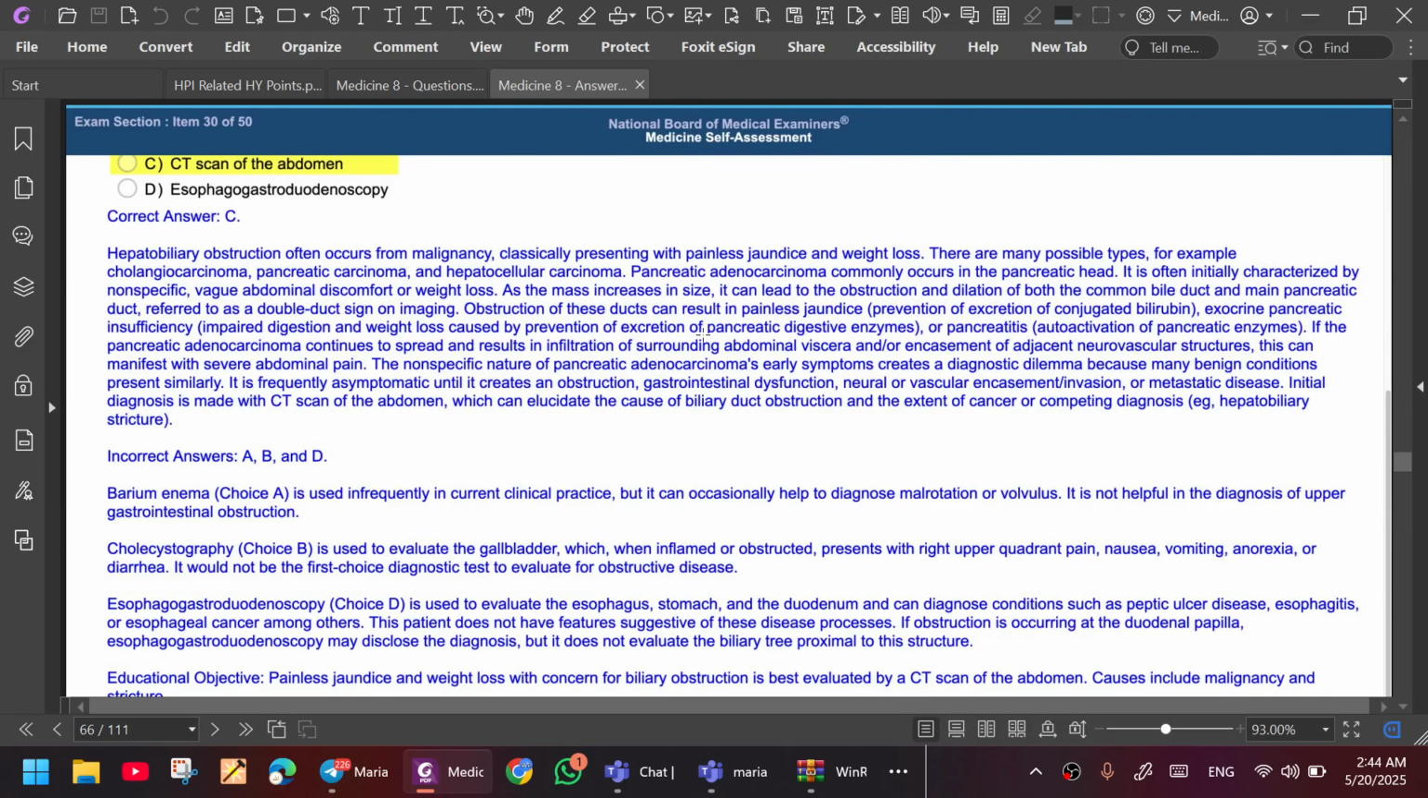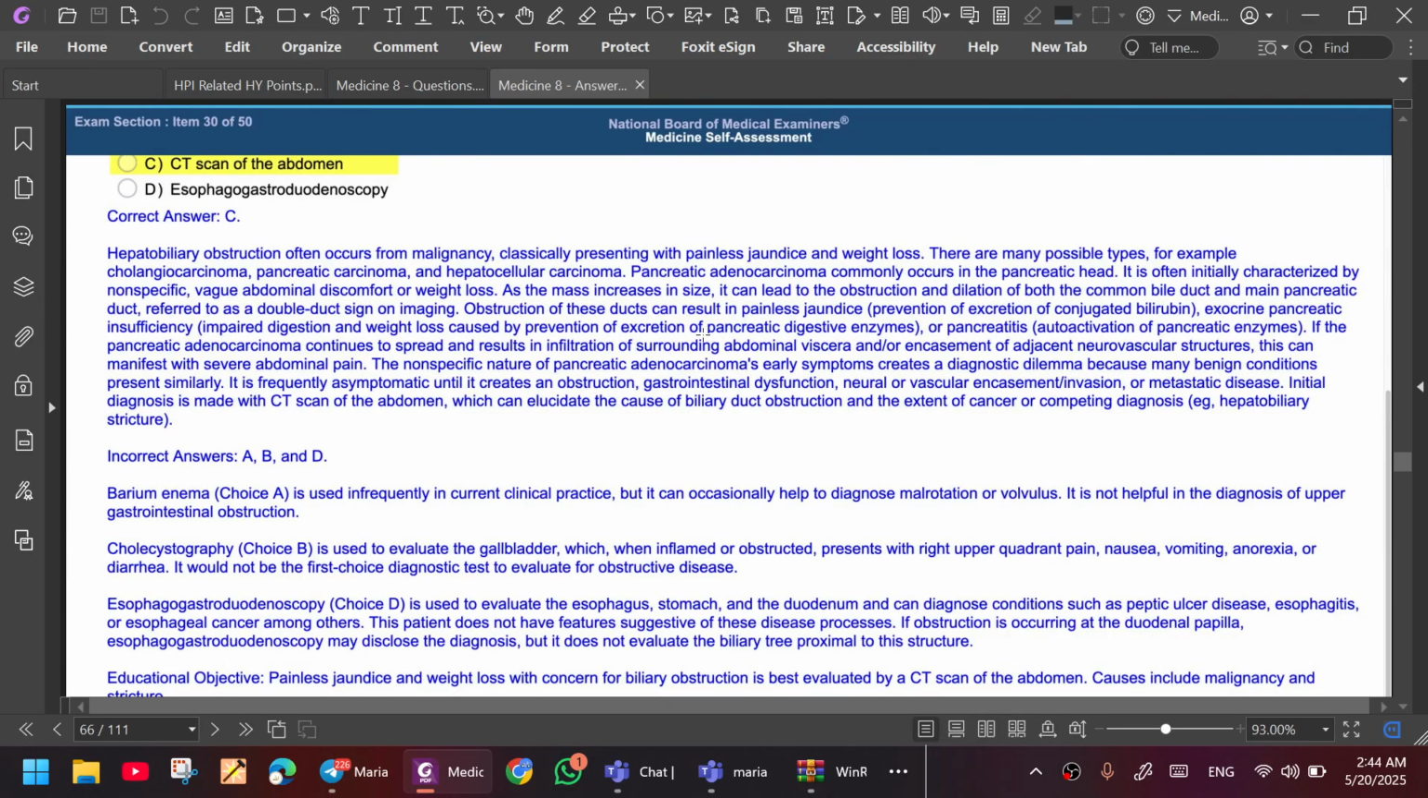The non-specific nature of pancreatic adenocarcinoma's early symptoms creates a diagnostic dilemma because many benign conditions present similarly. It is frequently asymptomatic until it creates an obstruction, GI dysfunction, neural or vascular encasement, invasion, or metastatic disease. Initial diagnosis is made with CT scan of the abdomen, which can elucidate the cause of biliary duct obstruction and the extent of cancer, or competing diagnosis of hepatobiliary structure.